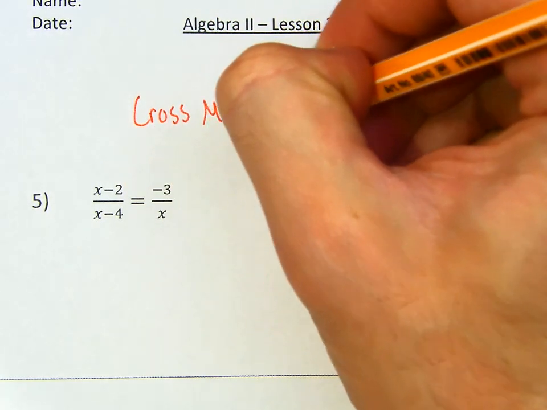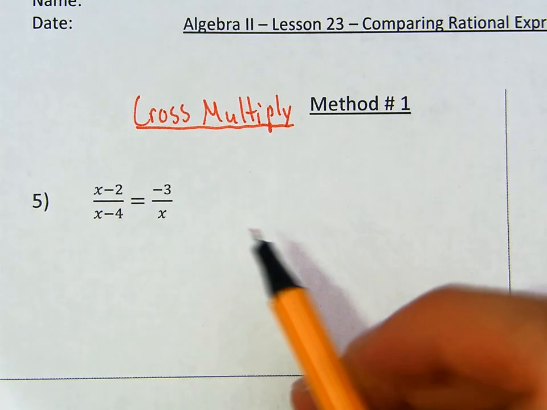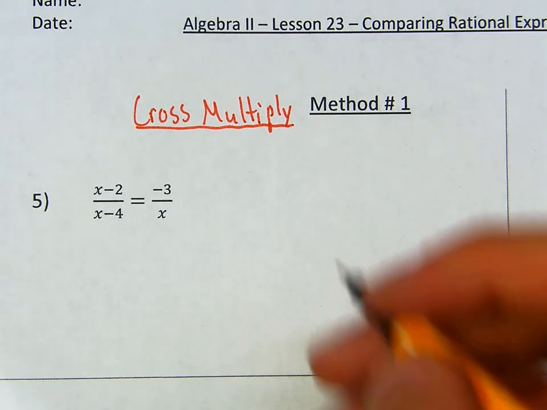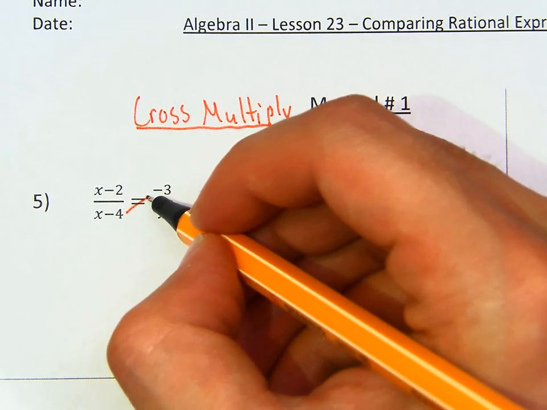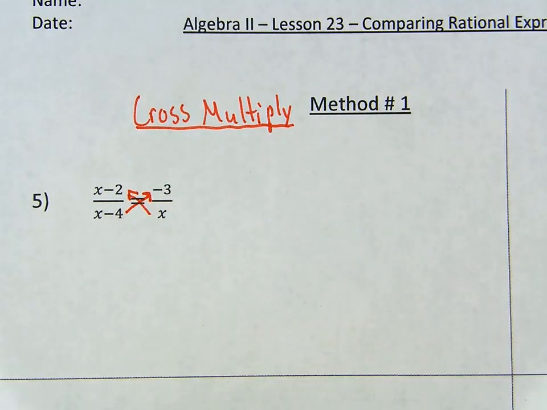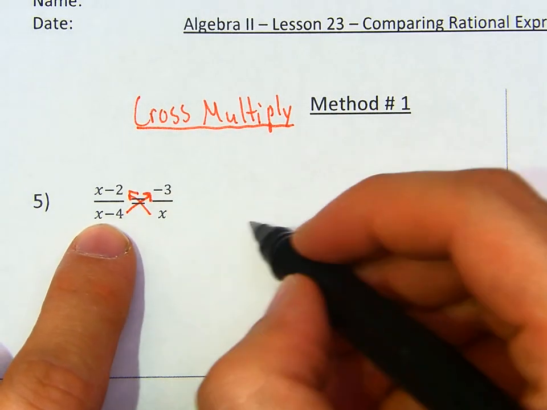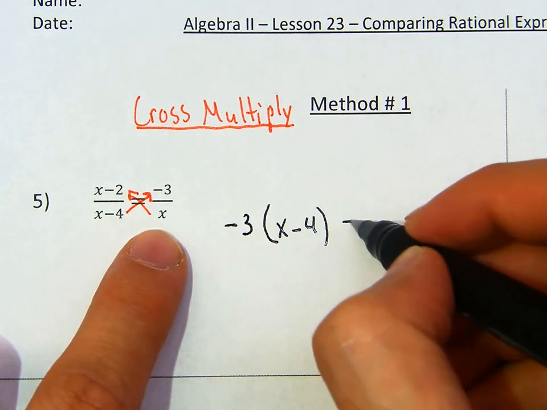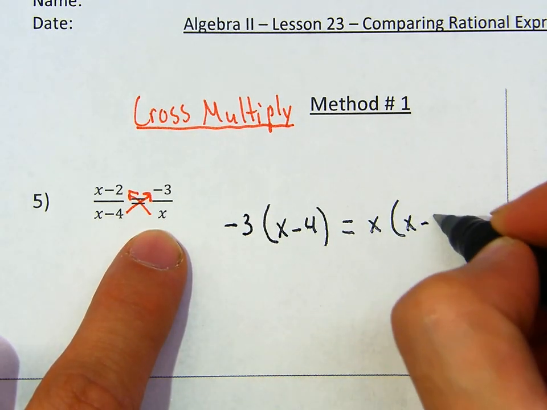Okay. So are we allowed to cross multiply here? And yes, we have two rational equations equal to each other. So how do you cross multiply here? Here we're going to multiply this to this and then this to this. So what does it become? It becomes negative 3 times x minus 4 is equal to x times x minus 2.